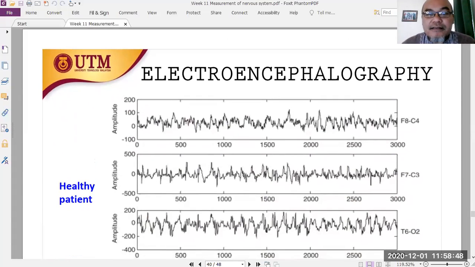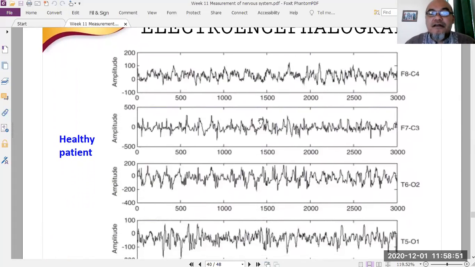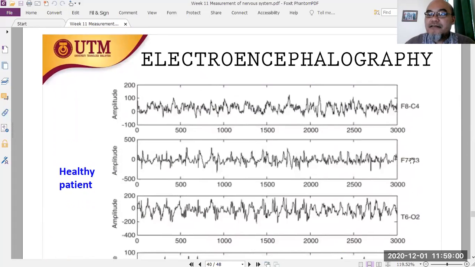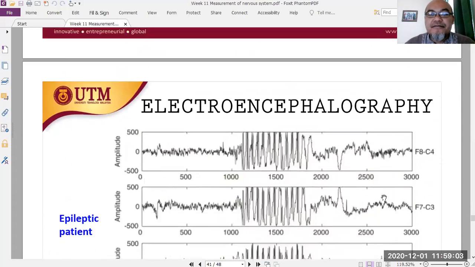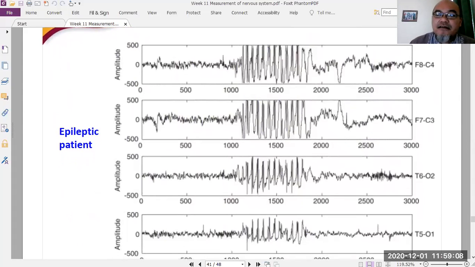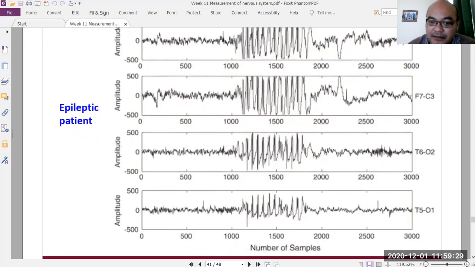So this is the EEG in healthy patients, a combination of various waves, with different wavelengths in different parts of the brain: F8, C4, F7, C3 here. This is for epileptic patients who have seizures, right? Something jerking in their muscles sometimes, when they have epilepsy, because of a burst of signal from a particular part of the brain that creates uncontrolled motor motion like this in different parts here.